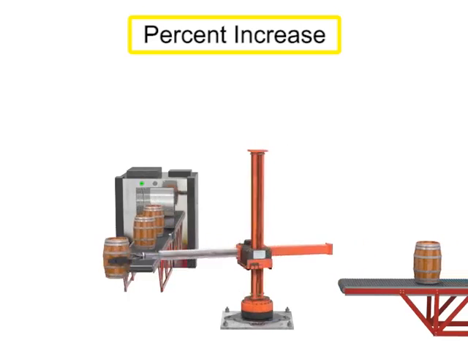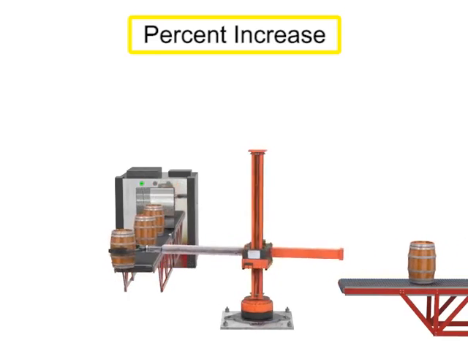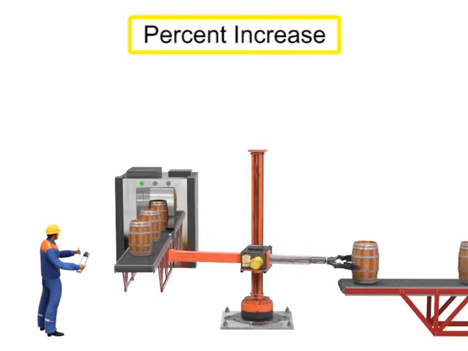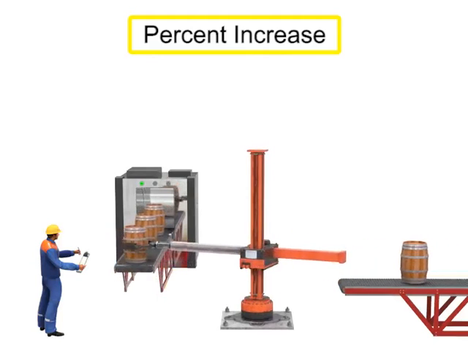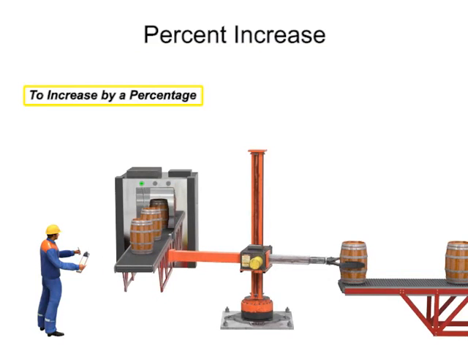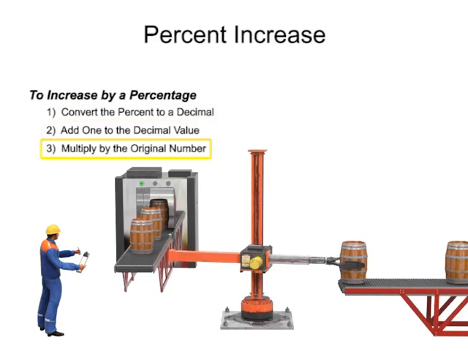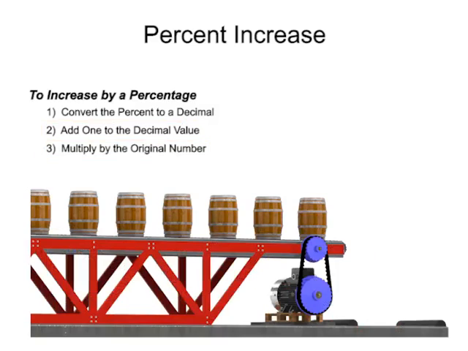Many times, a system will call for a percent increase or decrease of a certain component. Technicians must be capable of determining the right size components for the job. To increase by a percentage, simply convert the percentage to decimal format, add 1 to create the multiplier, and then multiply by the original number. Let's work an example in a manufacturing plant.